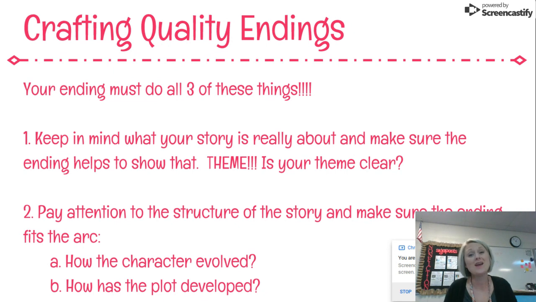Remember, your rubric requires that you tie up loose ends in some way. So your ending cannot end at your climax. It cannot be a cliffhanger.